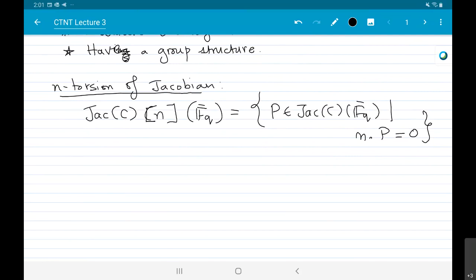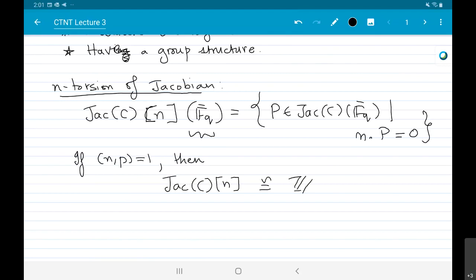So it turns out that if n and p are coprime, then the n-torsion of the Jacobian, and I'm going to start omitting this notation just for convenience, is isomorphic to (Z/nZ)^2g, where g is the genus of the curve. Right? Okay.